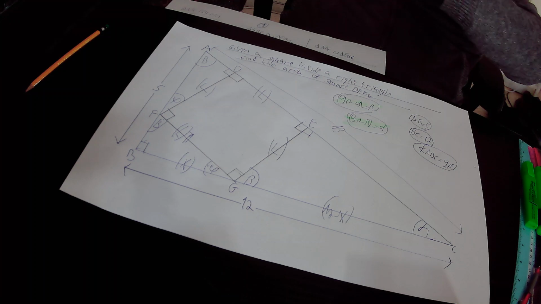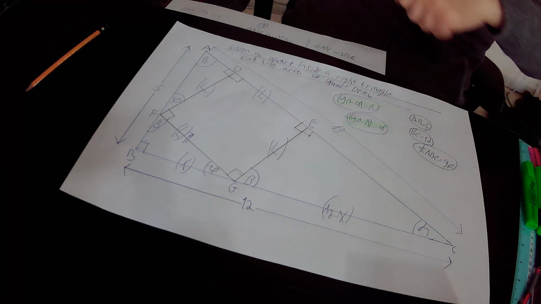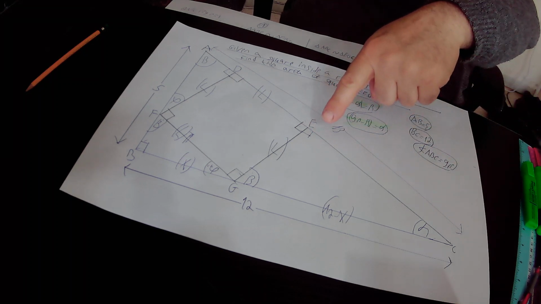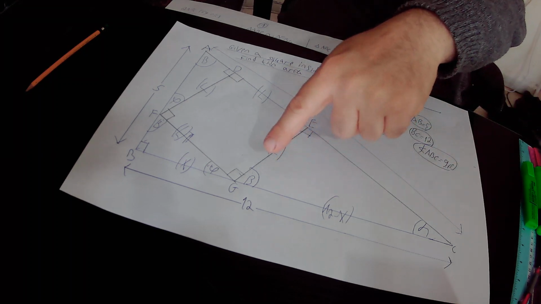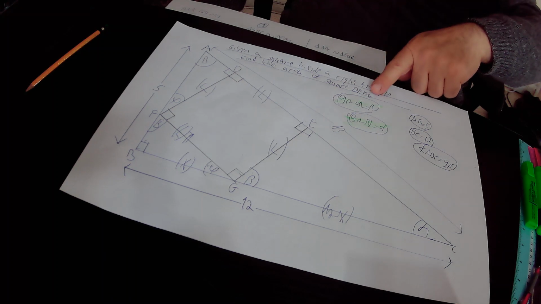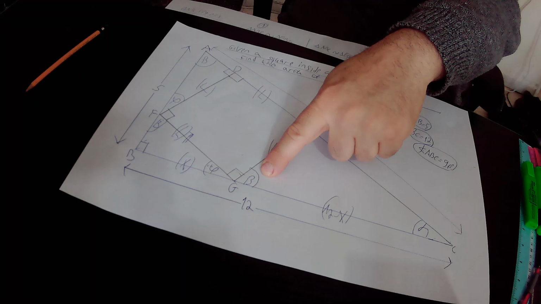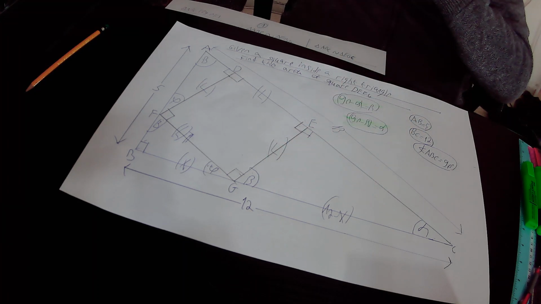Then we focus on this right triangle, triangle EGC. In the right triangle EGC, this angle equals alpha, this angle equals 90 degrees, therefore the missing angle must be equal to 90 degrees minus alpha. But 90 degrees minus alpha equals beta, therefore the missing angle equals beta. Okay.